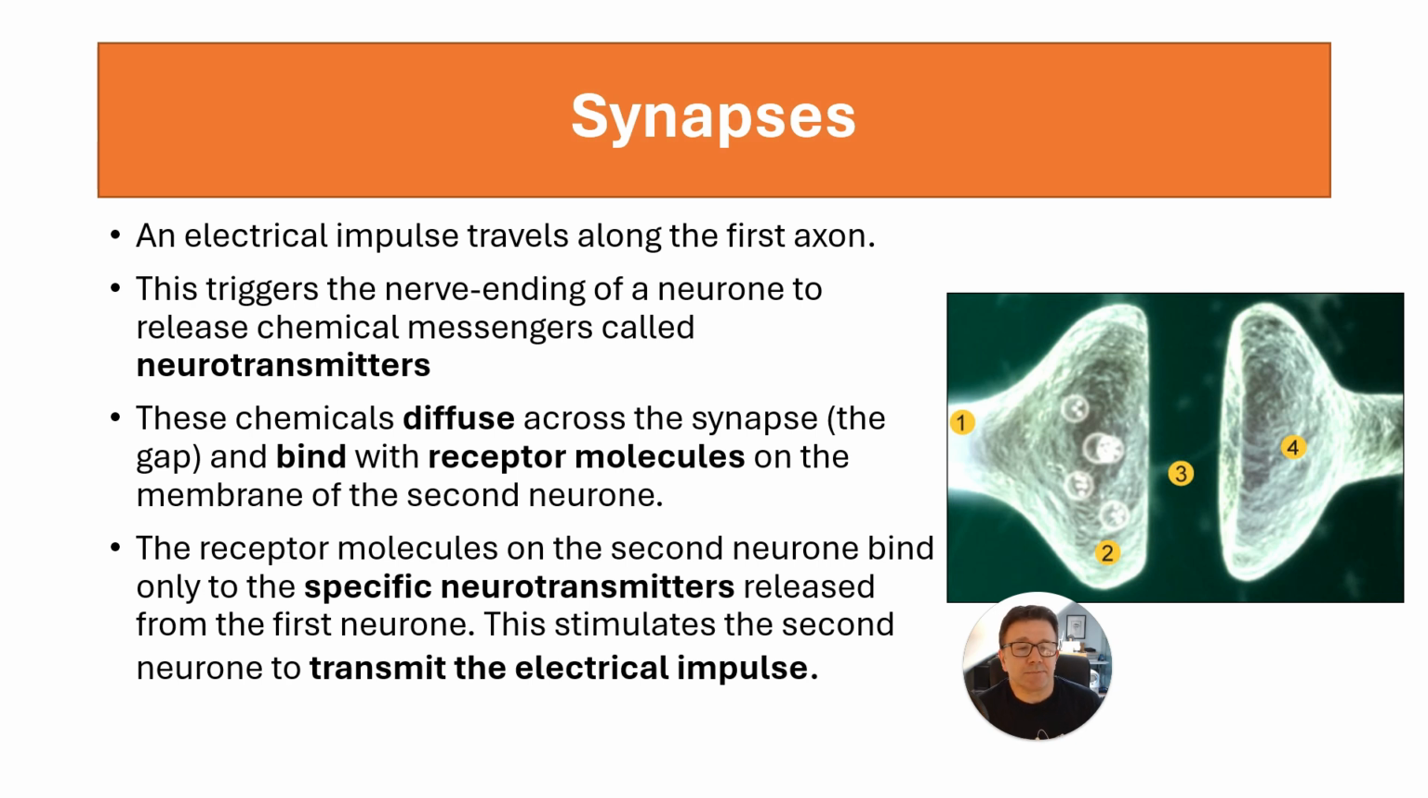And those neurotransmitters diffuse, so we get to 3. They diffuse across the synaptic gap, and they bind with the receptor molecules, number 4, on the membrane of the second neuron. The receptor molecules on the second neuron bind only to these specific neurotransmitters, and then it stimulates the second neuron to transmit the electrical impulse onwards.